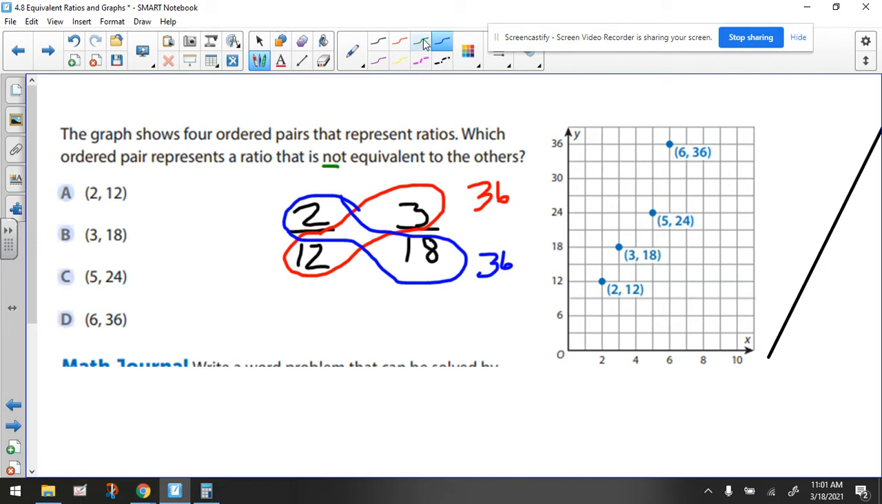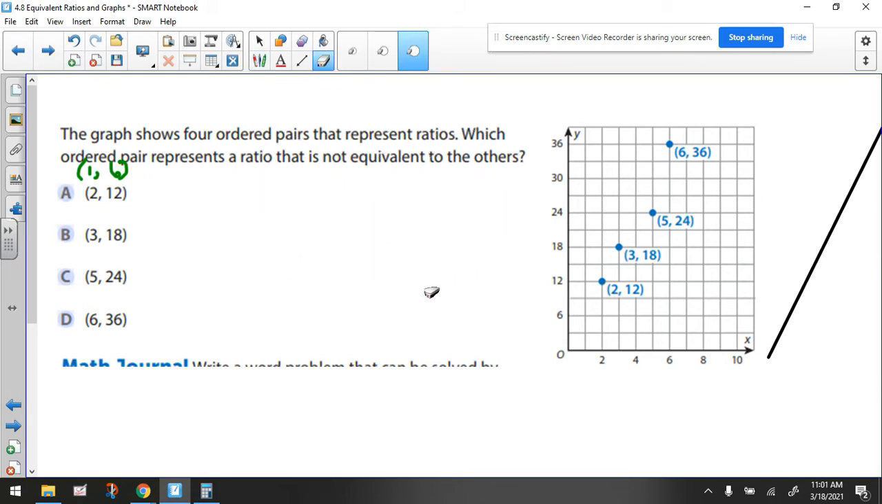Now, another thing we can explore is the idea of what if we were to simplify both of these ratios? If we simplify this, divide by 2, get 1, divide by 2 and get 6. And we can do the same thing here. Divide by 3 and get 1, divide by 3 and get 6. They both follow that 1 to 6 ratio. So I'm just going to put that up here as a reminder. The 1 to 6 ratio is equivalent to both A and B and is the most user-friendly equivalent of that ratio.